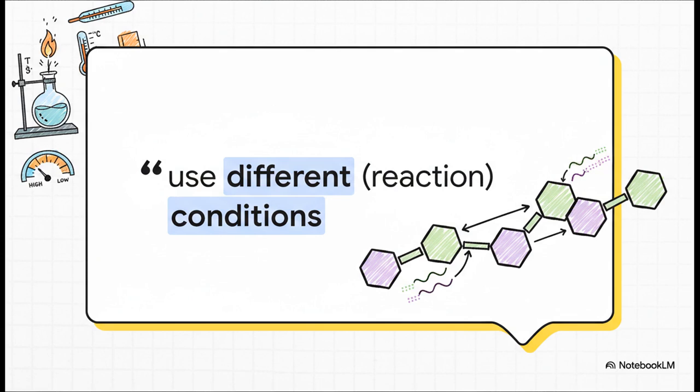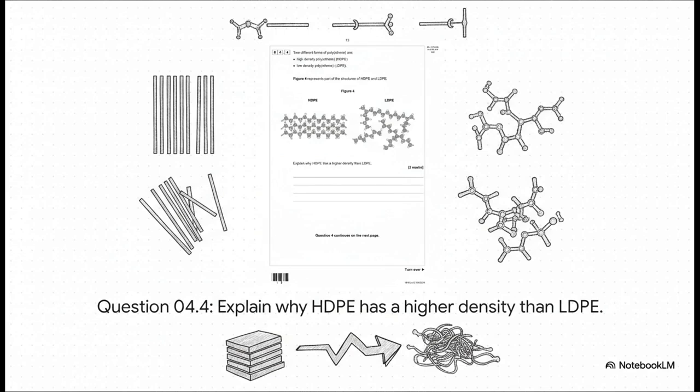For 1 mark, all you have to write is that they use different reaction conditions. Now, if you want to show off a little and be more specific, mentioning different temperatures or different pressures works perfectly too. Okay, on to 4.4.